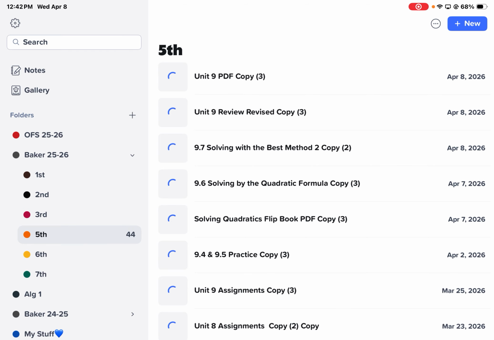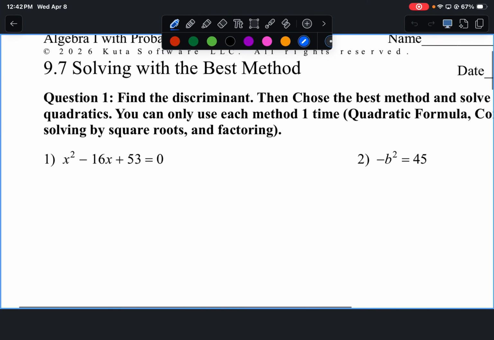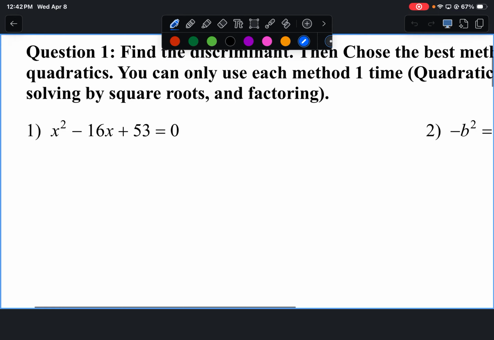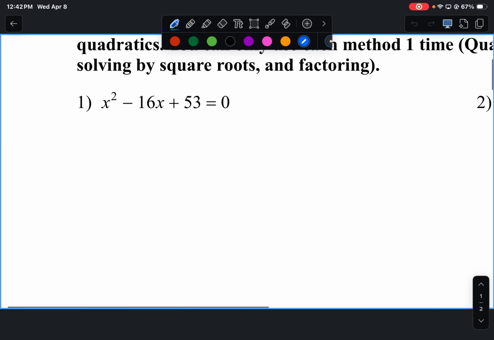All right, for number 7, what term are we missing? B. Okay, if we're missing B, we solve by square roots. All right, and then for number 8, what is our A term? 9. Am I missing anything? No. If you are not missing anything and A is 9, you need to use the quadratic formula.